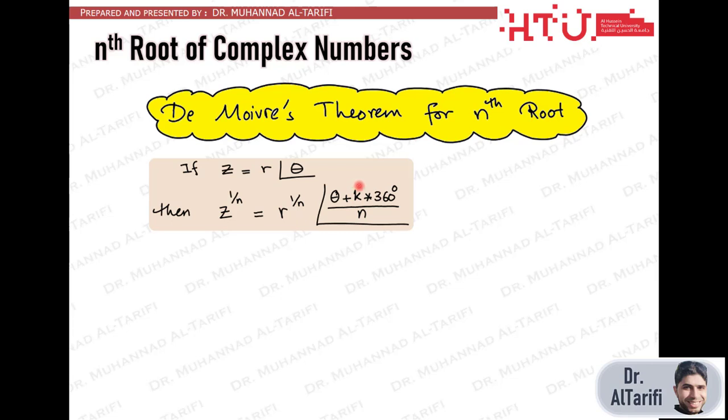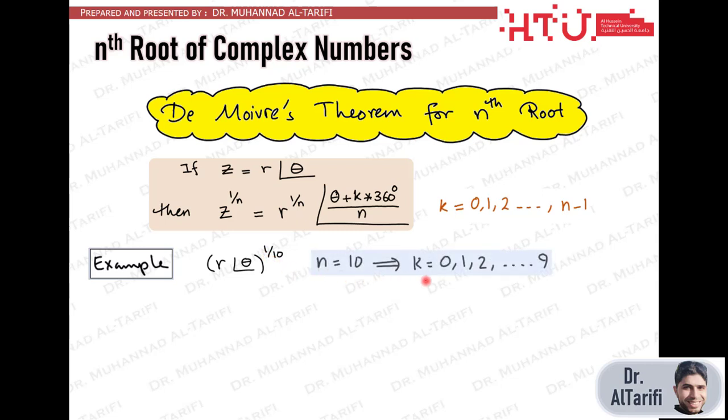But this doesn't mean that we have infinite number of solutions. The unique solutions or roots are only n solutions, and they can be found by substituting k, which is the integer multiplier, for values from 0 to n minus 1. For instance, the 10th root means that k has 10 values, 0, 1, 2, 3, all the way to 9. Each one of these 10 values would contribute towards a unique phase value for one of the valid 10 roots.